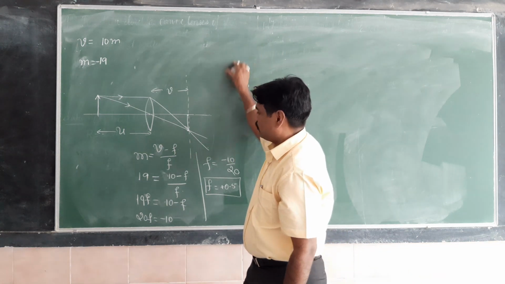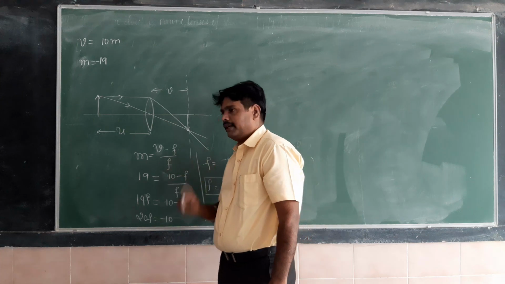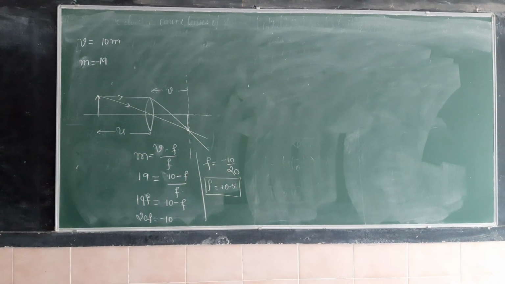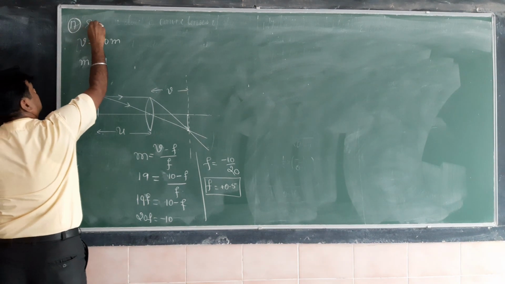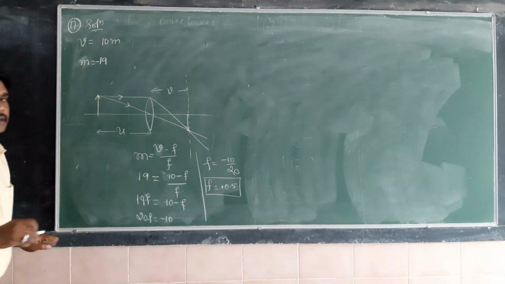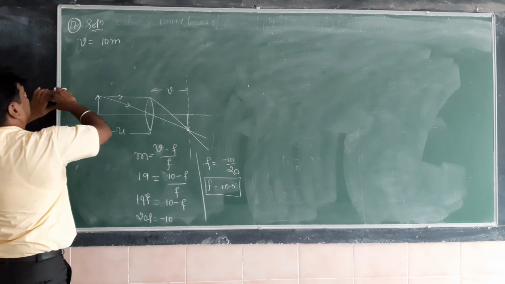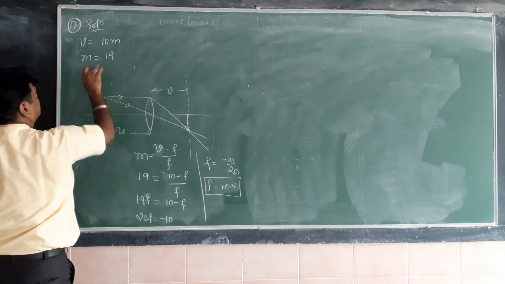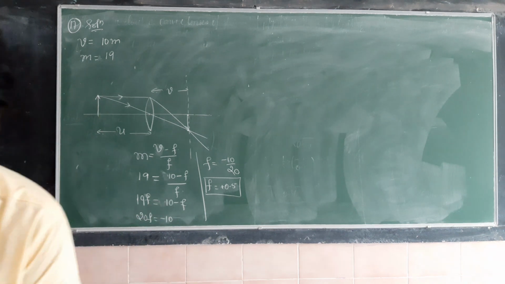Now in this problem, we have to use this formula, m is equal to v minus f divided by f. So copy this problem, this is the solution of problem number 17. I request all the students to copy this one. V is equal to 10 meter, M is equal to 19 only, because there is no unit for magnification. By substituting this, we will get the answer.